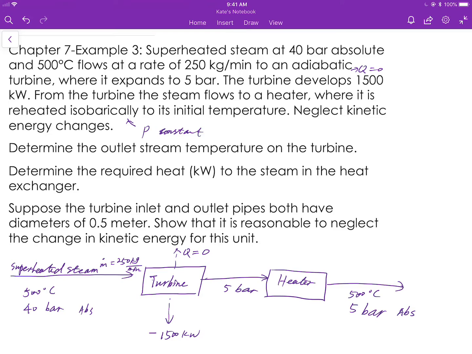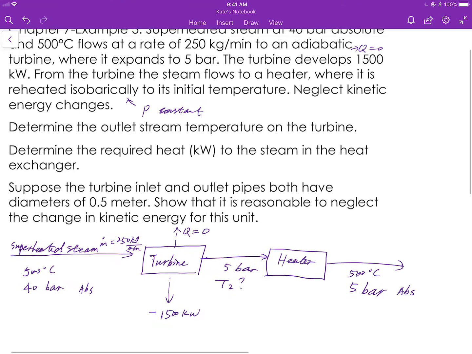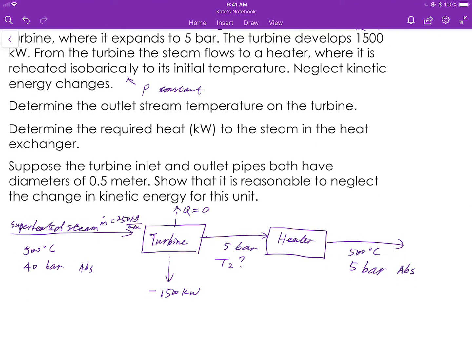Now it's asking for the outlet stream temperature on the turbine. So we are looking for this temperature. First I draw the flow chart and label the variables. What else? For an energy problem, it's better to write down the specific enthalpy. So we can look for specific enthalpy from table B7 in your textbook.